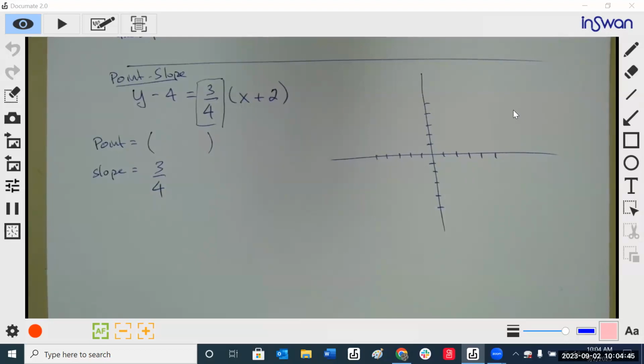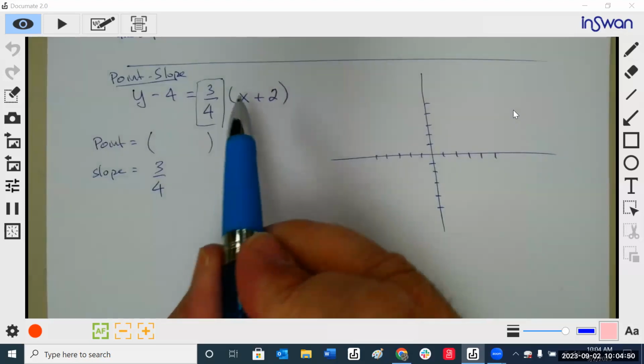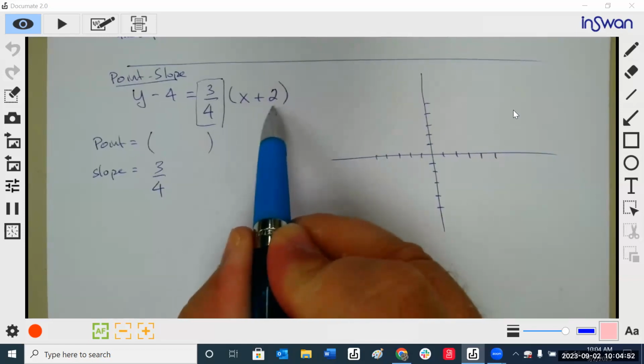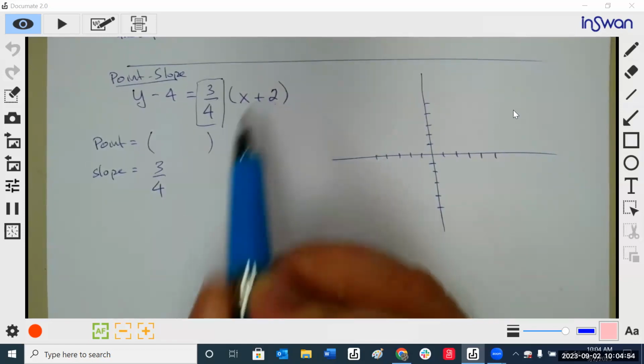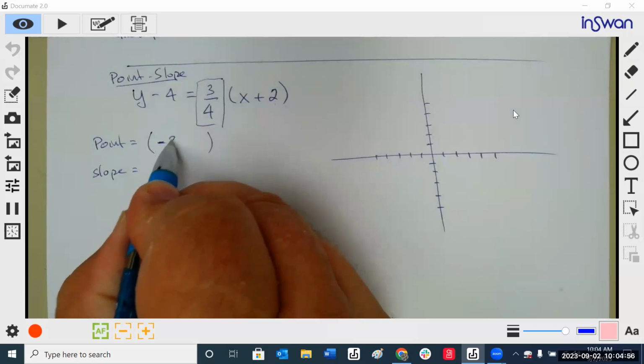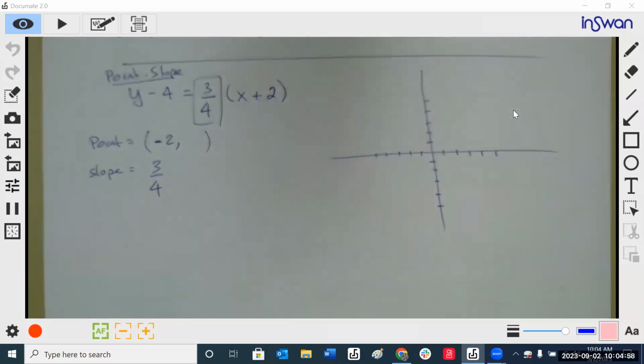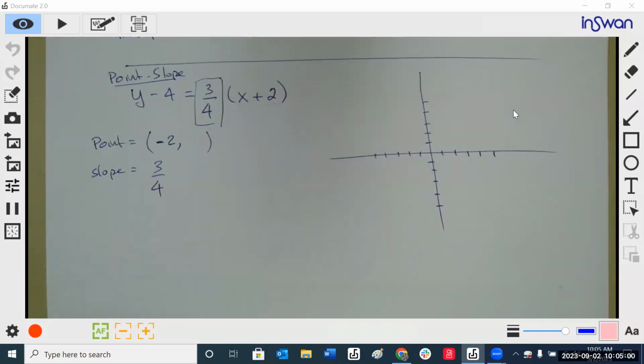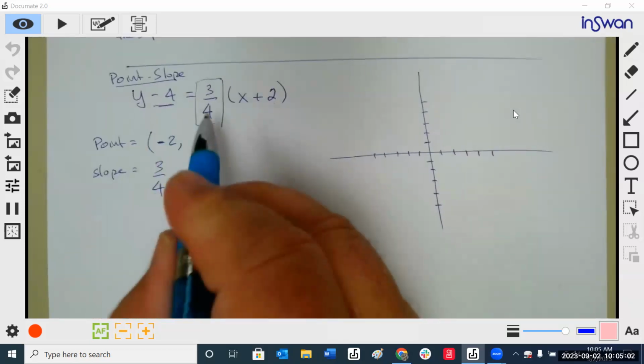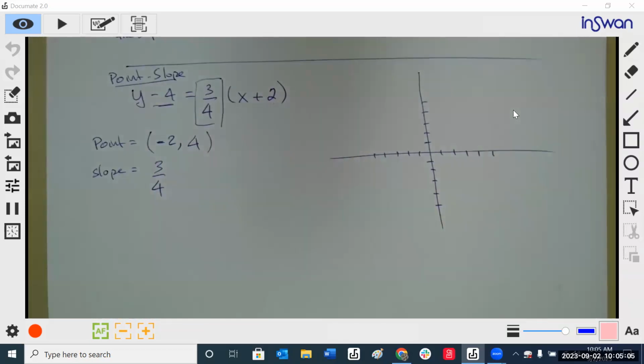Here's something that's going to be true whenever we start doing anything in parentheses. Whenever you have something in parentheses, this one is +2, it's the opposite sign, so the answer is -2 in that one. This one's -4, so it's a +4. The point is (-2, 4).